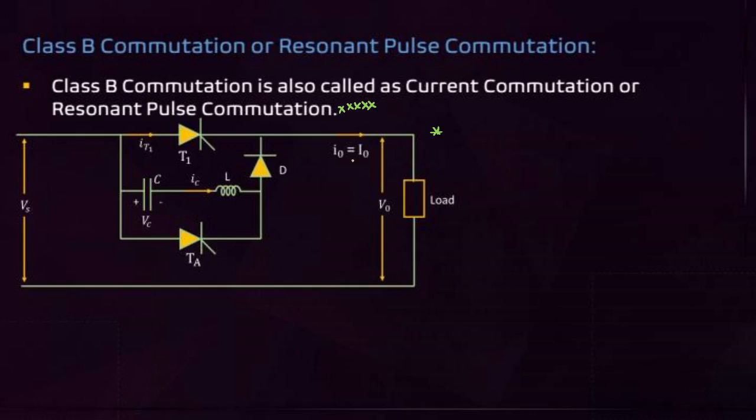Very important point. This is the main thyristor. This is called the auxiliary thyristor. What is T1 here, friends? T1 is the main thyristor. What is TA here? TA is the auxiliary thyristor.